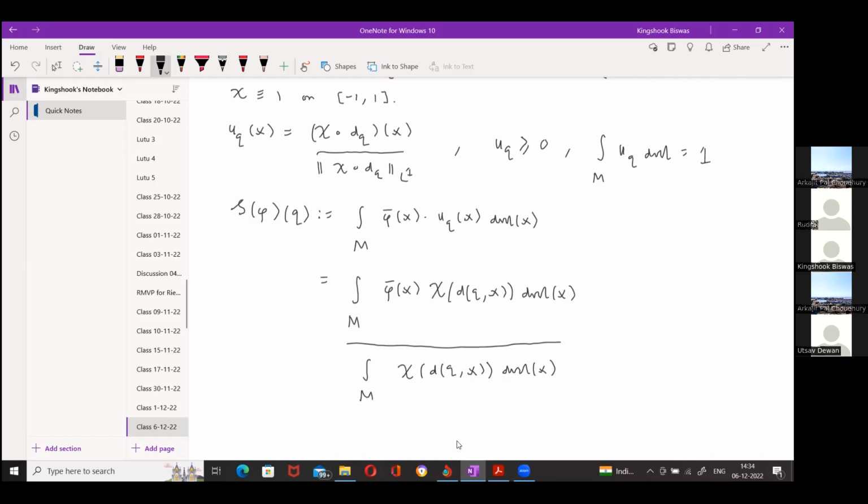The support of u_q is in the ball of radius 2 around Q, right? Because chi is supported in the interval -2 to 2. So chi composed with the distance function from Q will be supported in the ball of radius 2 around Q. Okay, fine.